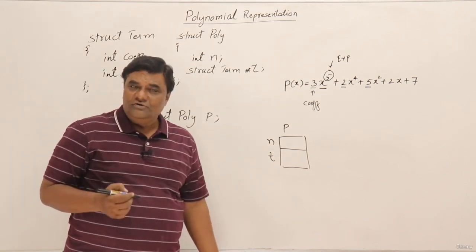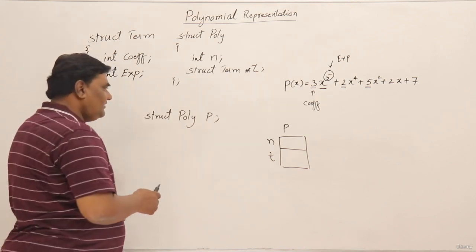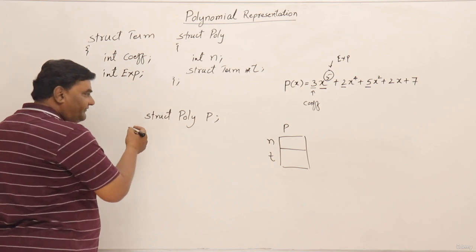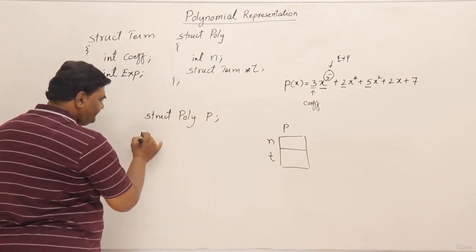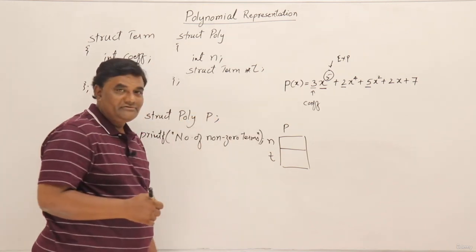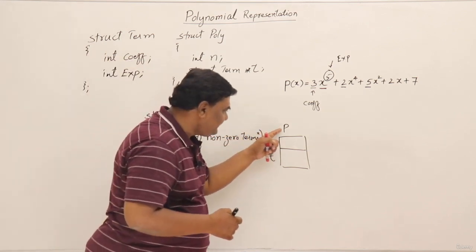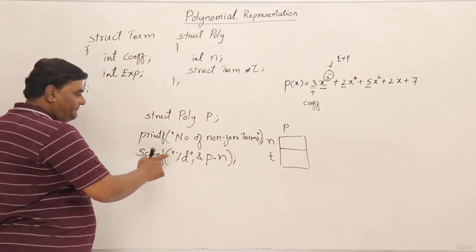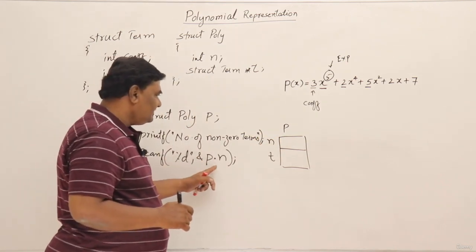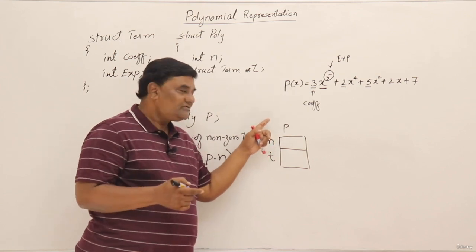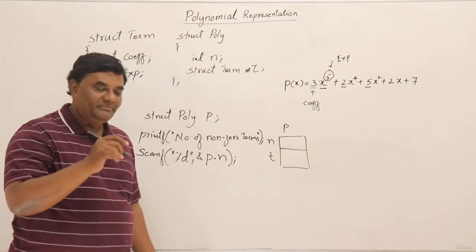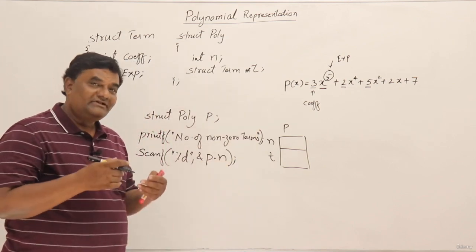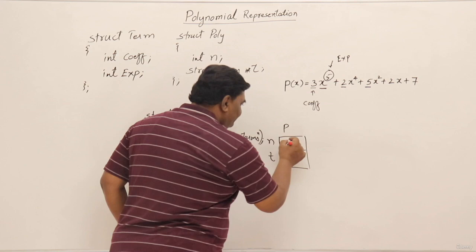The first thing that I should know is how many non-zero terms there are. I will take the number of non-zero elements from the keyboard. So printf enter the number of non-zero terms. Now scanf percent d, ampersand p.n. See, this is an object, so it's not a pointer. So I can access this member using the dot operator, p dot n. Suppose the value given is 5.